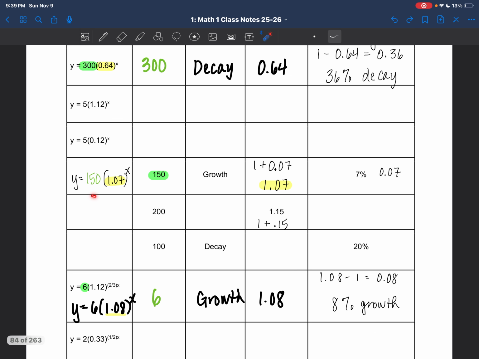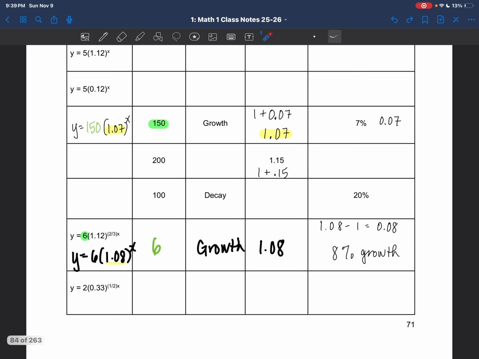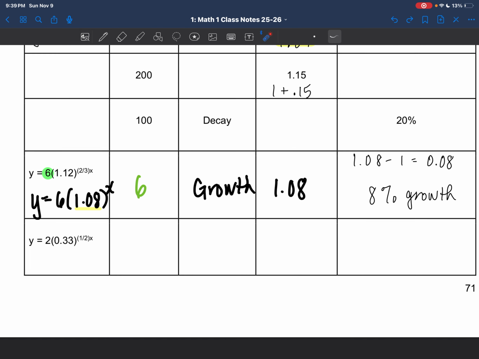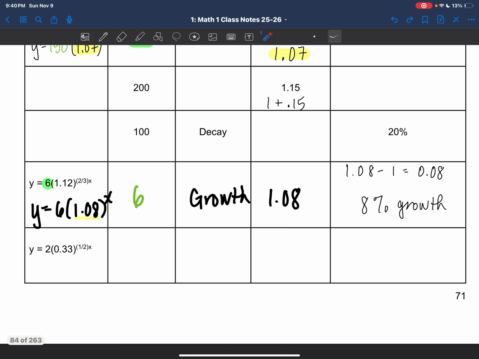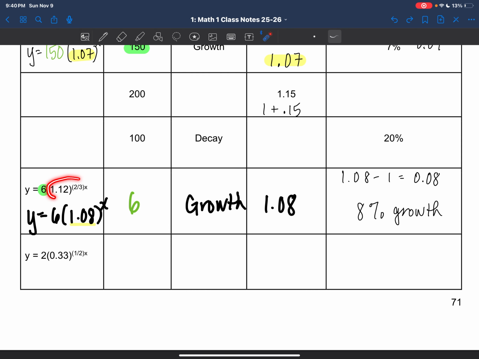I want you to try these. Then we're going to look at this one because this one's a little different. A couple things are the same: your A value, which is your initial, is 6. Here it's tricky because you take 2/3 as an exponent. So when you put this into your calculator, you're going to raise that to the 2/3 power.